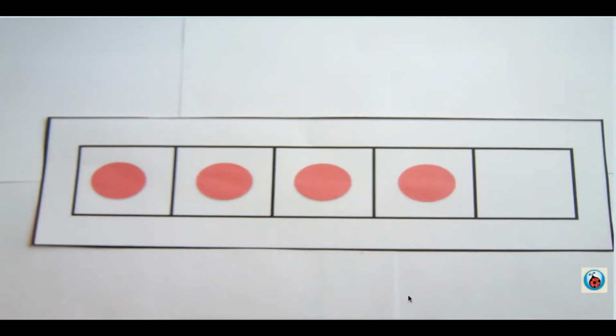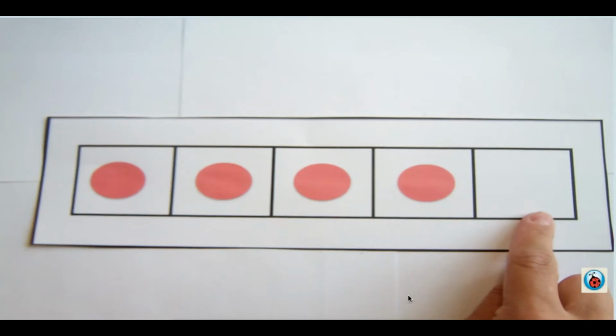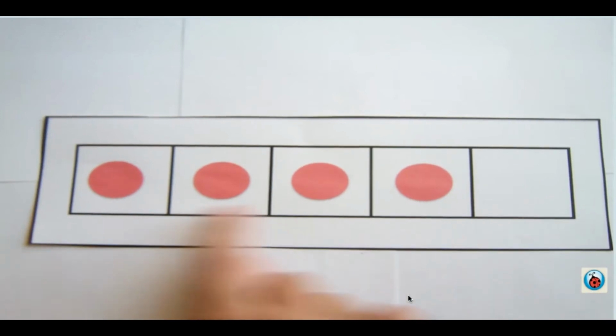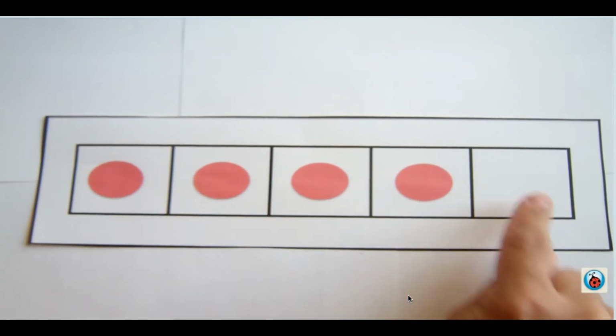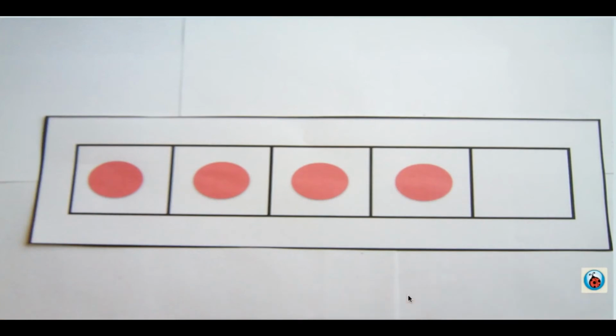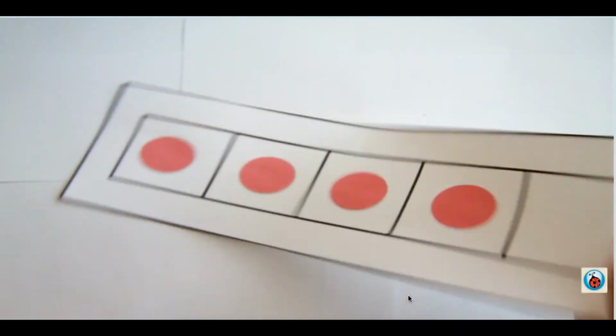So friends, I'm going to ask you one more question. If we have 4 dots on our 5 frame, how many spaces do we have on our 5 frame? That's right, we have 1. So we know that 4 and 1 more makes 5 because we have a 5 frame here. Or we can easily look at our 5 frame and know that this is 4 since it's missing 1. Way to go, friends. Okay, let's try another one.